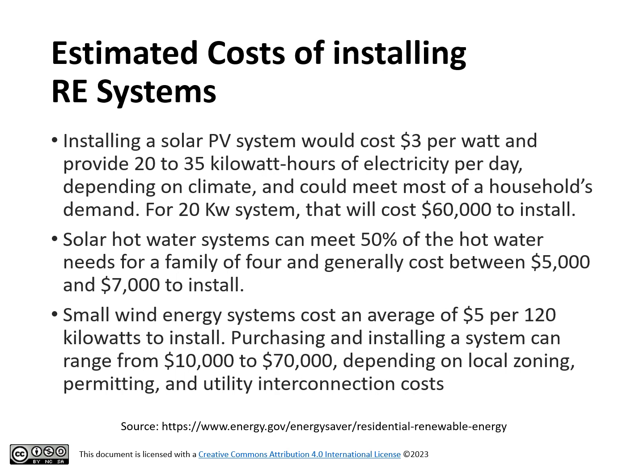Solar hot water systems can meet 50% of the hot water needs for a family of 4 and generally cost between $5,000 and $7,000 to install. Small wind energy systems cost an average of $5 per 120 kilowatts to install. Purchasing and installing a system can range from $10,000 to $70,000 depending on local zoning, permitting, and utility interconnection costs.